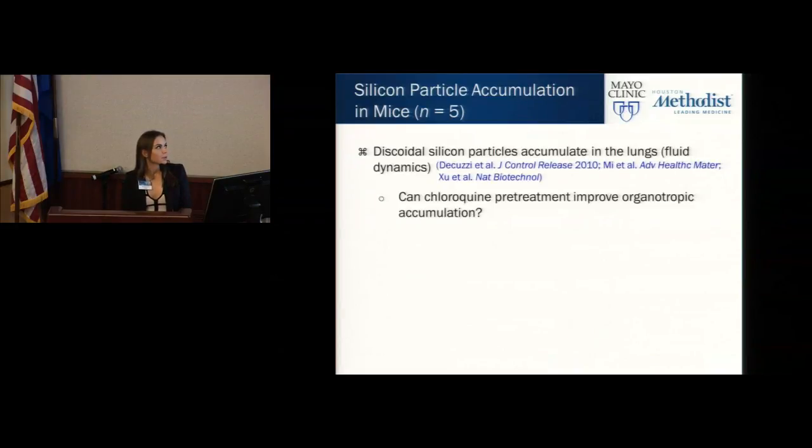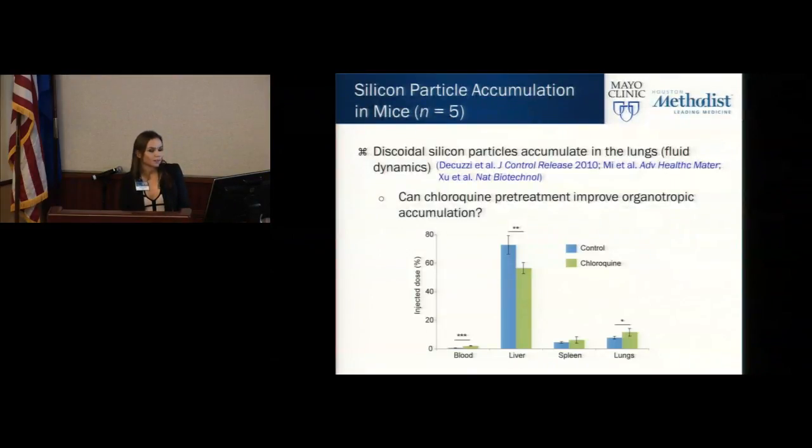So we asked, can chloroquine pretreatment improve organotropic accumulation of these silicon particles in the lungs? And indeed, we found the same trend as with the liposomes. We had higher accumulation in the blood, less in the liver, and indeed we did find that lung accumulation was increased, showing that chloroquine works for 2 different nanoparticles in vivo and also for 2 different conditions. One is healthy tissue and one is cancer.